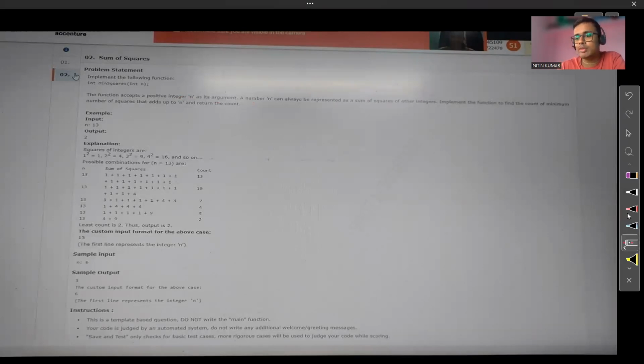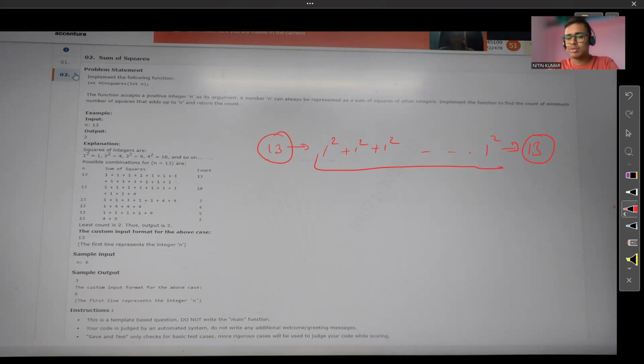So the problem statement says that you are given any number. Let's say the number is given here as 13. This number can be obtained by adding the squares of some other numbers. If we have to get 13, there are many approaches. You can just add one square plus one square plus one square up to 13 times, because every time one square gives you one. So when you add one square 13 times, the value will eventually be 13. So in 13 adding operations, that is the number of squares we have to add to get 13 by adding one square every time.